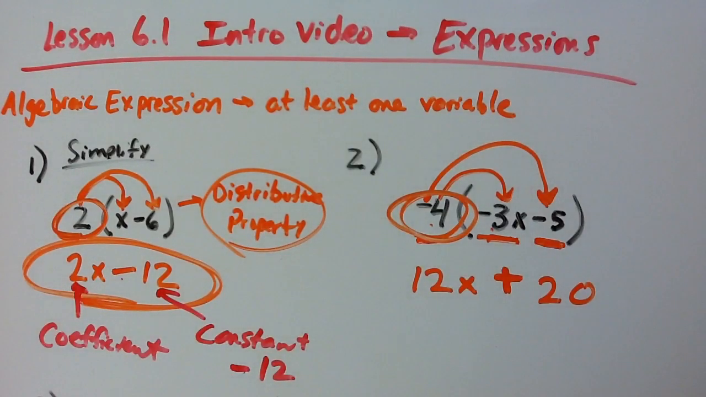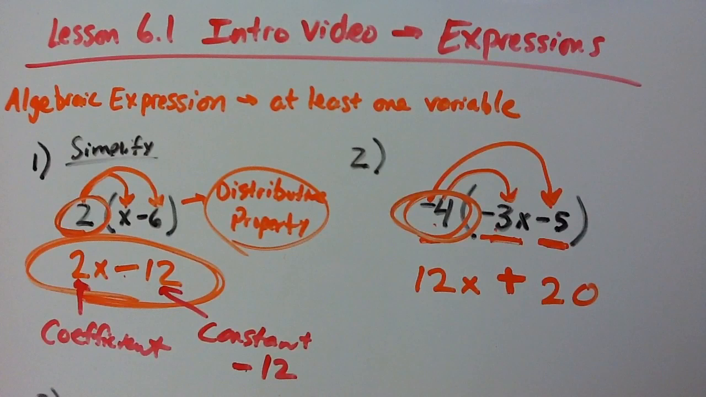What is the coefficient? What number is being multiplied by the variable? That number would be 12, right? It's being multiplied by x. 12x means 12 times x. What is the constant in this expression? Well, the constant has no variable. The constant in this case would be 20, right? Positive 20, because there's a plus sign. So the constant is 20.